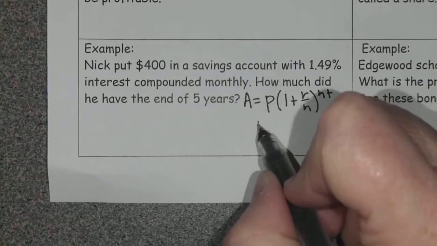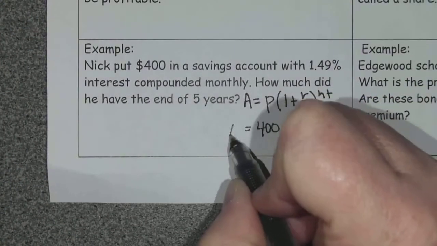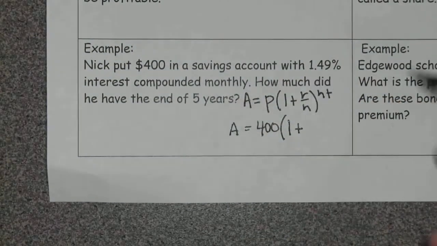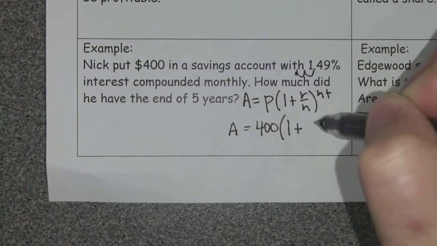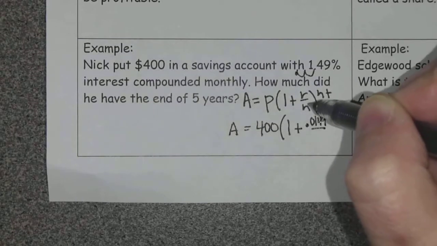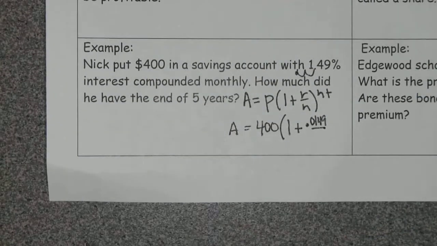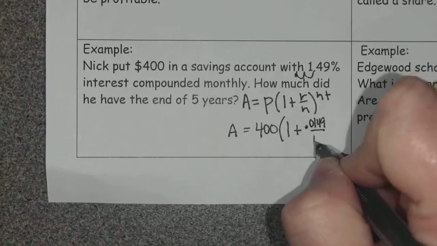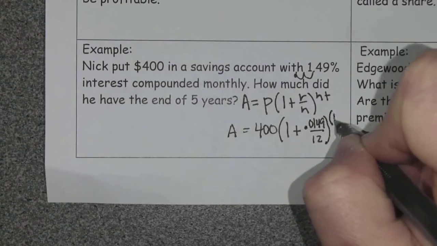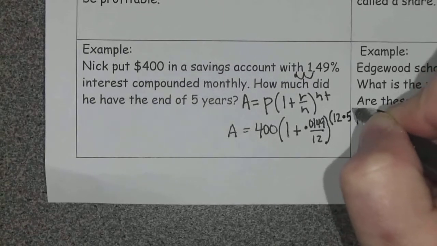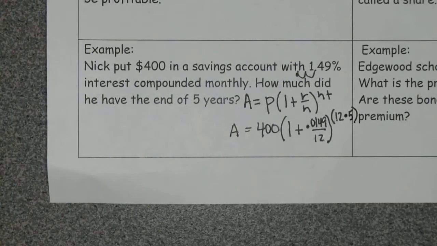The principal is the amount we start out with, so $400 is what we started out with. It's 1 plus the interest rate as a decimal, so I'm going to move the decimal point 2 places and get 0.0149. It'll be over the number of times per year that my interest is compounded. Because this says monthly, that value would be 12. And then up here, 12 again, because n is repeated in that formula, times t, which is the number of years, in this case 5. So take a second, punch that in your calculator, and let me know what number you get.